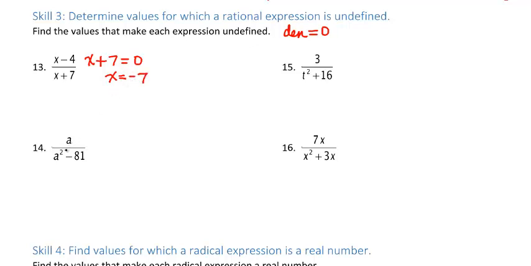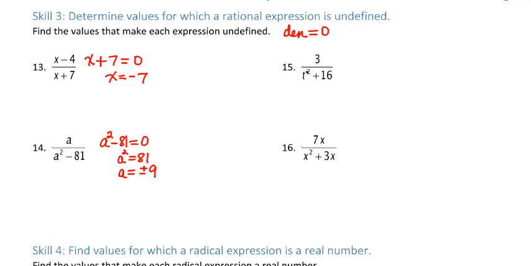In the expression a divided by a squared minus 81, we set a squared minus 81 equal to 0. And get then that a squared is equal to 81. So by the square root property, a will be either positive or negative square root of 81, which is positive or negative 9.